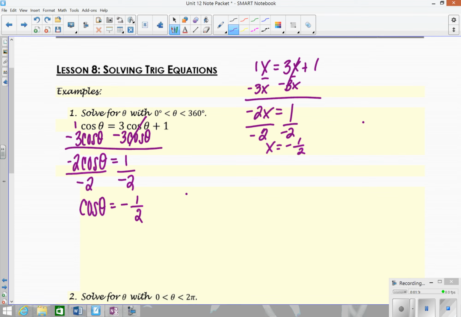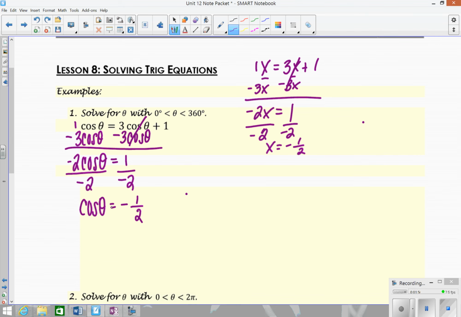So it's the same idea. If it confuses you to have the cosine in here, you can always put an x in there and then at the end just substitute the cosine back in. You'll see for some more difficult algebraic problems that we'll actually use that. But that's always a strategy that you can use if necessary. So I'm trying to figure out theta now.